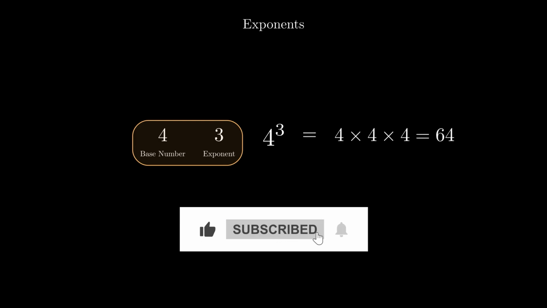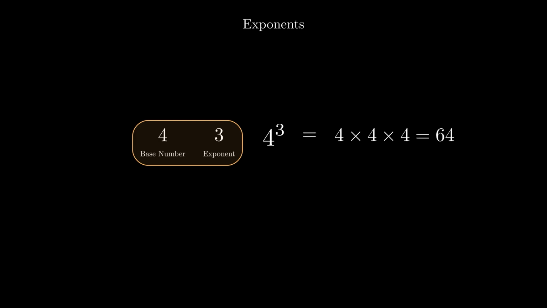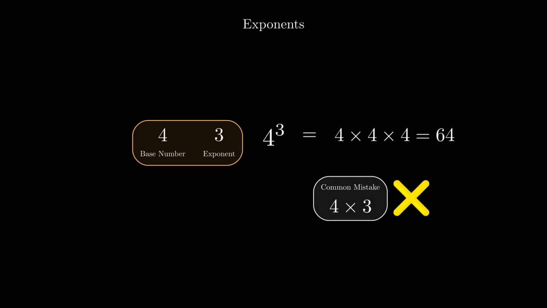A common mistake is to multiply the base number by the exponent. For example, 4 raised to the power of 3 is not equal to 4 times 3. So we need to be careful when working with exponents. This was the most basic example of an exponent.